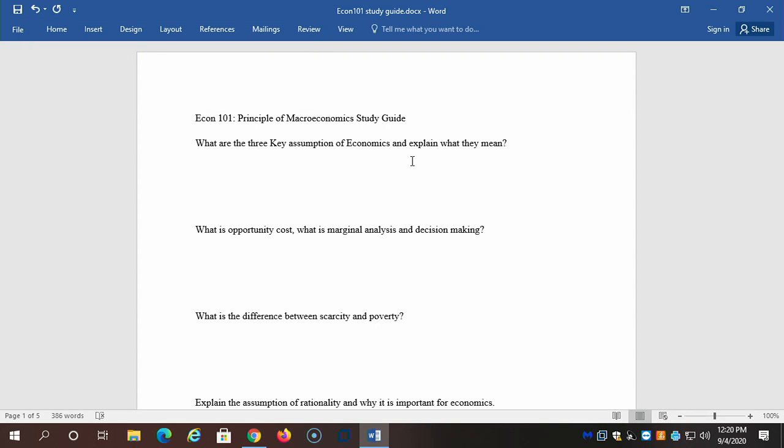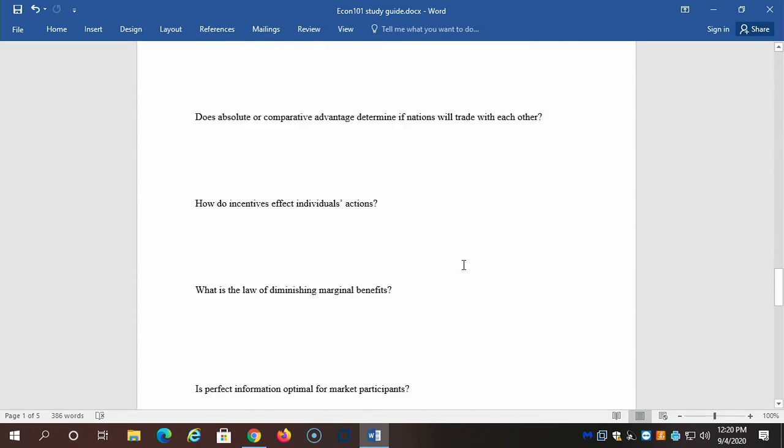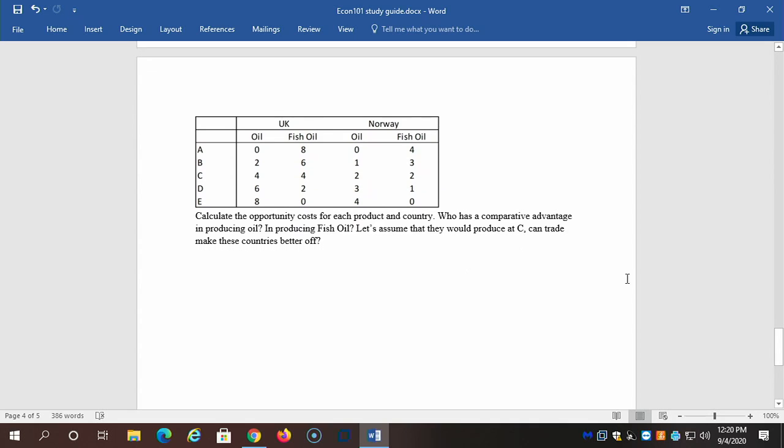The one I included on here towards the end, about UK and Norway, the fish oils, they end up with the same opportunity cost. I was going to go over that in class. We just ran out of time on Wednesday to show that when countries have the same opportunity costs, neither has comparative advantage, so it doesn't make sense to trade. So you work through that and they actually end up trading.